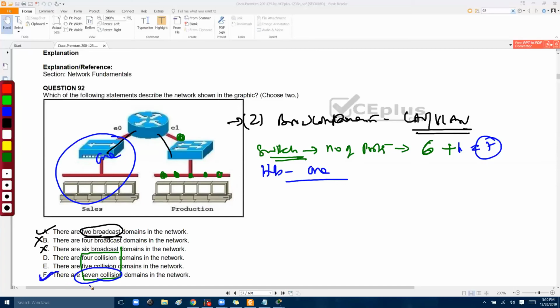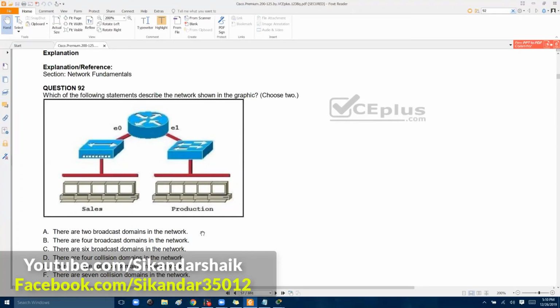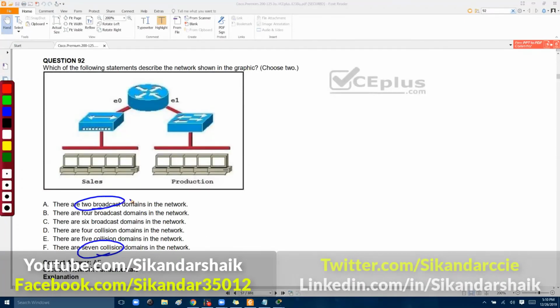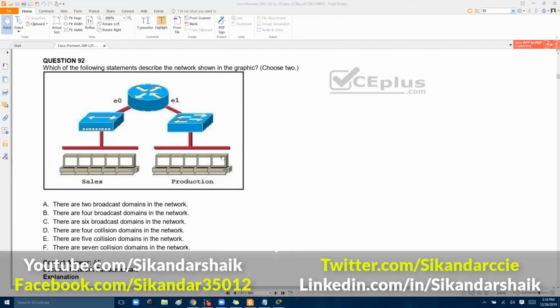So you need to just remember this difference, the collision domain, I think A and F. So there are 7 collision domains, as well as 2 broadcast domains here. So this is based on a basic switching question.